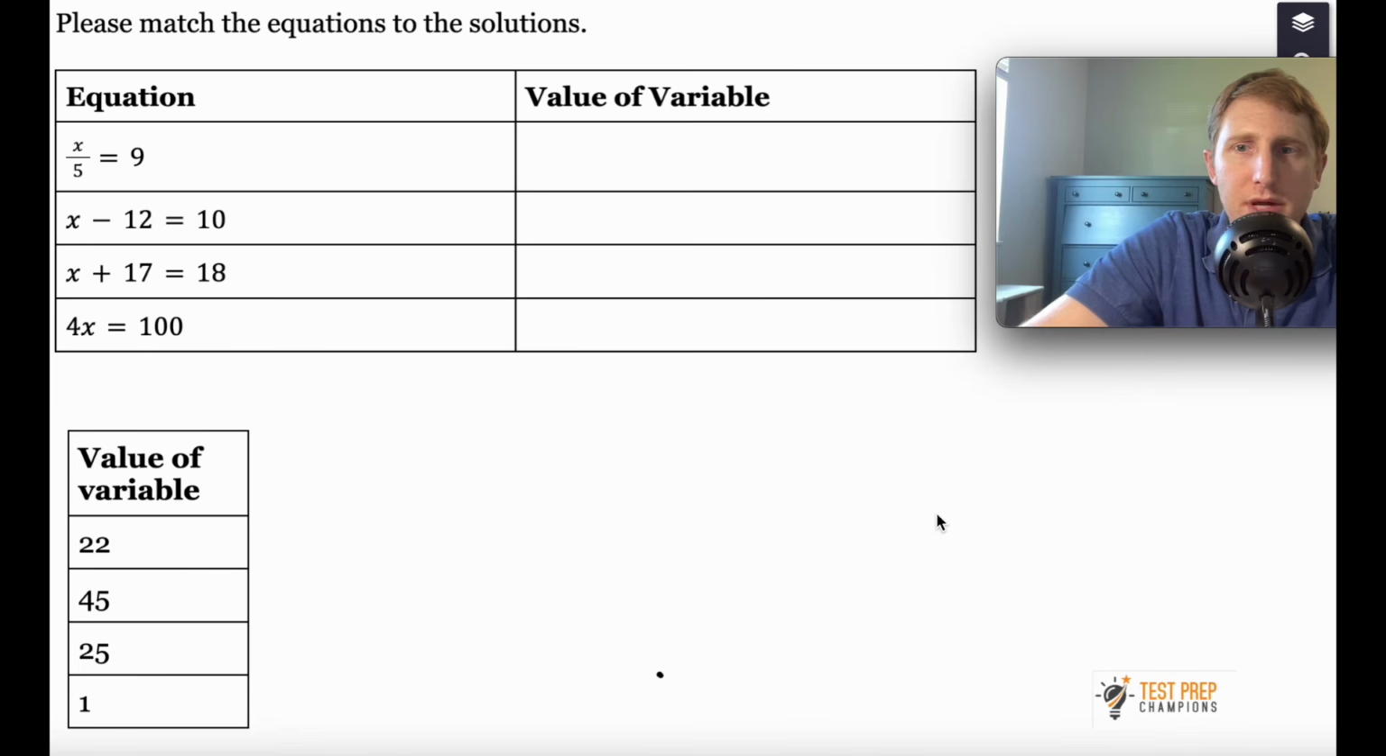Please match the equations to the solutions. So now's your chance if you'd like to pause the video, try to figure this out, take all the time you need, and then whenever you're ready, just unpause the video and we'll talk about it.